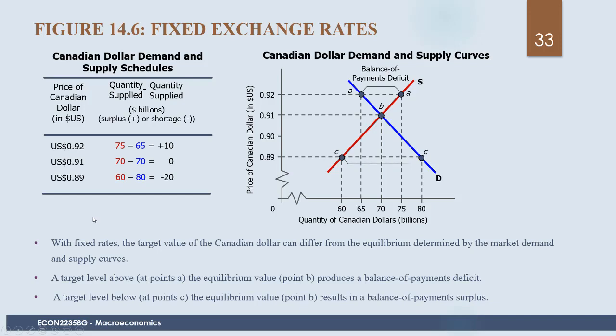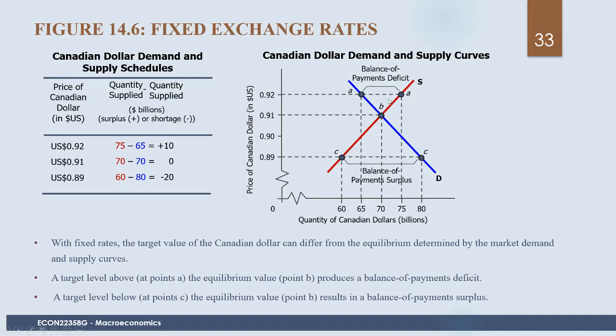Okay, so here again, we have a foreign exchange market. With fixed exchange rates, the target value of the Canadian dollar can differ from the equilibrium determined by the market demand and supply curve. So this is basically what we were just talking about. A target level above, such as, say, point A here, would, if we targeted this to be our fixed exchange rate, the market wants to go here, right? And so we're going to end up with a balance of payments deficit in this case. And that's because at this higher exchange rate, the supply of Canadian dollars is going to exceed the demand for Canadian dollars. We end up with a surplus, right?